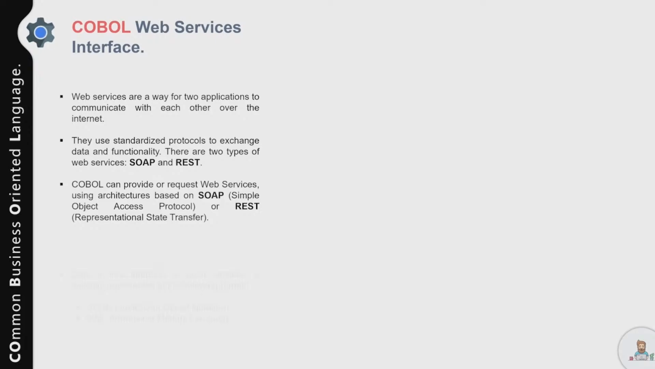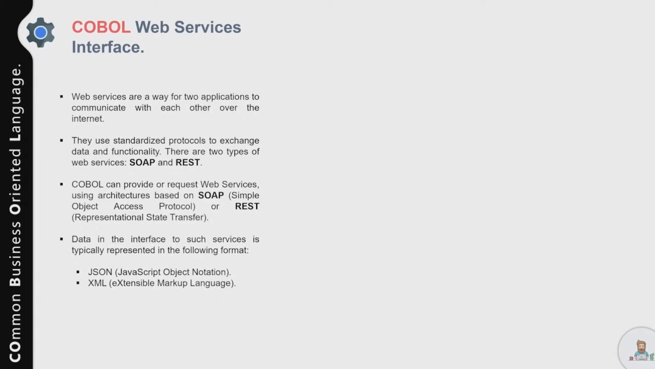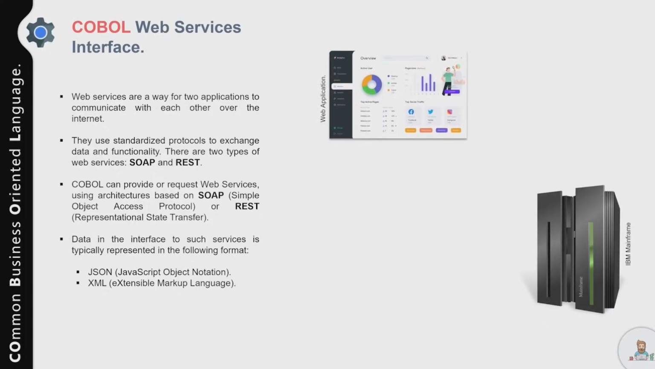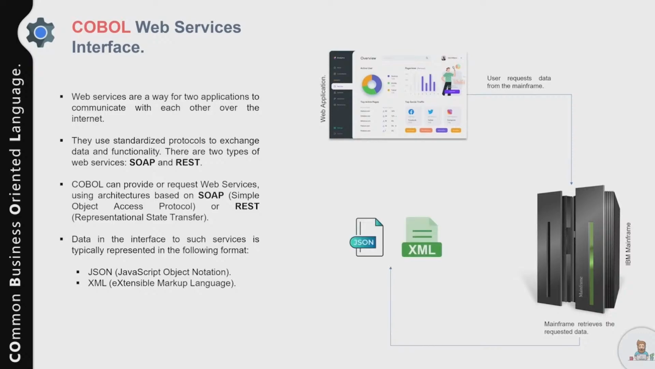Now there are 2 types of web services. First one is SOAP, that is Simple Object Access Protocol, and the second one is REST, that is Representational State Transfer. And as you know, COBOL is one of the oldest programming languages that is still in use. But interestingly, it can provide and request web services using the architecture based on SOAP or REST. Apart from that, the format commonly used for displaying data in the interface of these services is either JSON, that is JavaScript Object Notation, or XML, that is Extensible Markup Language.